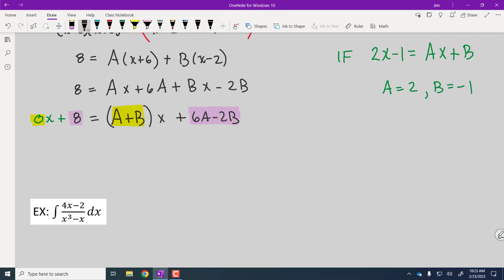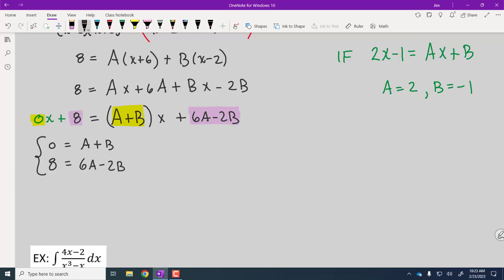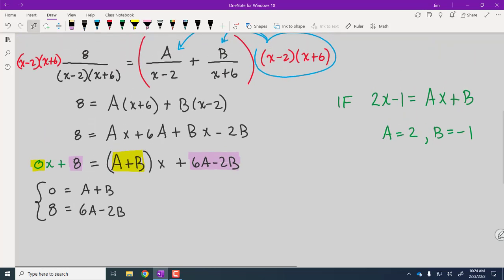So here is our system then. This tells us that 0 is equal to a plus b, and 8 is equal to 6a minus 2b. This is called the traditional method to solve for a and b with this system.